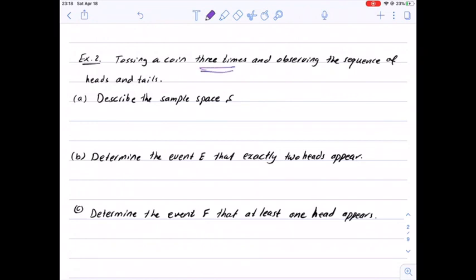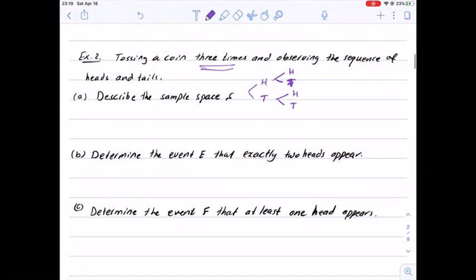Now if we toss a coin 3 times and observe the sequence of heads and tails, we need to determine the sample space, all possible outcomes. So in this type of problems, it's better to make a tree diagram. So the first toss can give us either head or tail. If the first toss gives us head, the second one can give us either head or tail. If the first one gives us tail, the second one can give us head or tail.